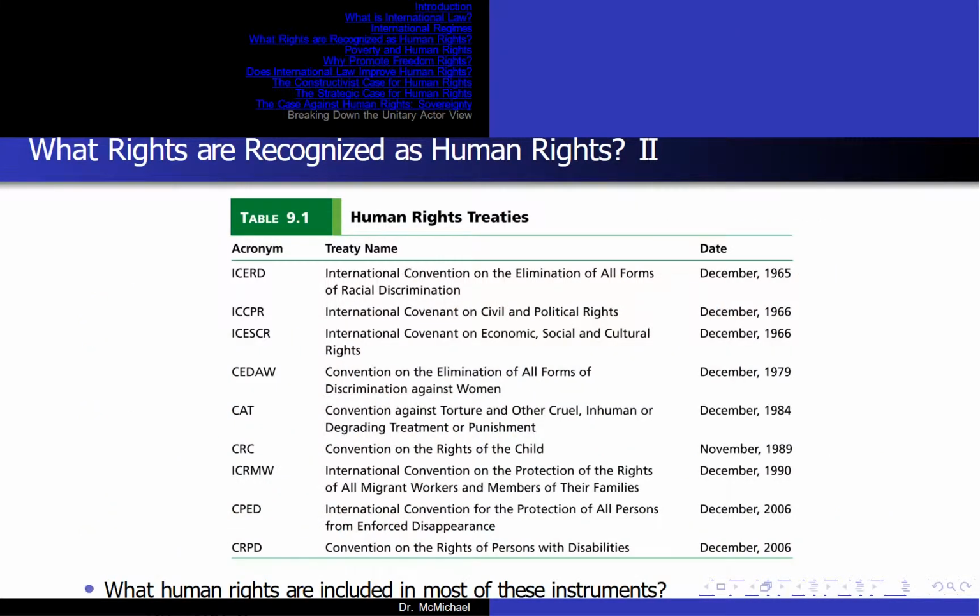All right. What human rights are included in most of these instruments? The first is due process, property rights, freedom of religion, freedom of thought, freedom of speech, freedom of assembly, freedom of association, freedom to move across national borders, rights to work without being enslaved or indentured, right to food, shelter, education, and preservation of life.